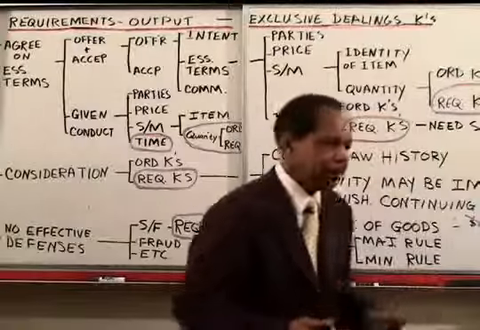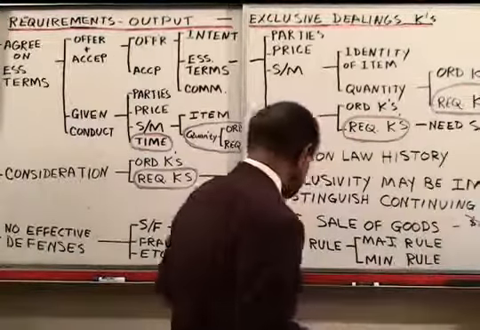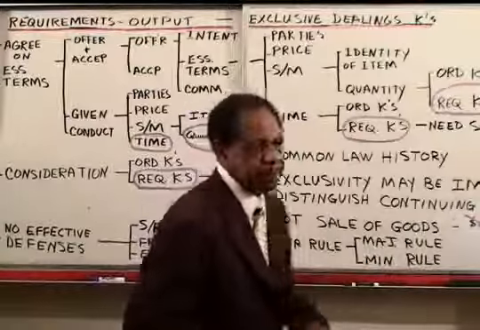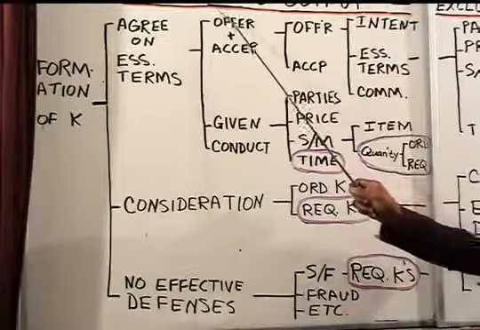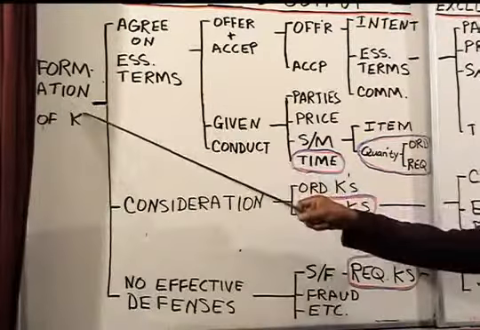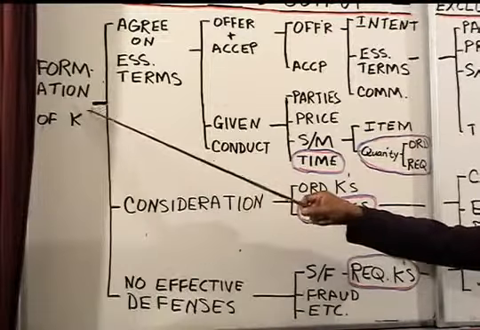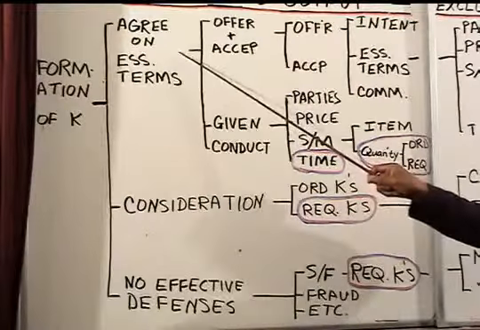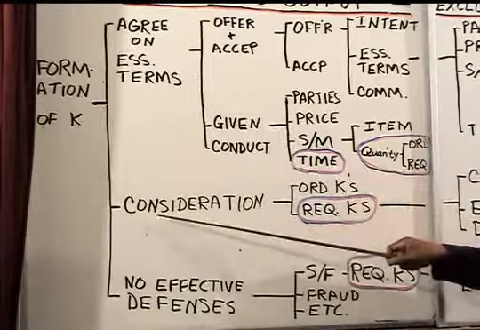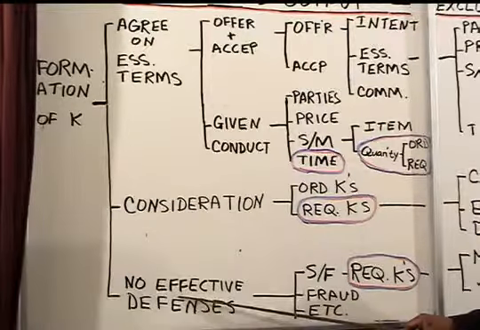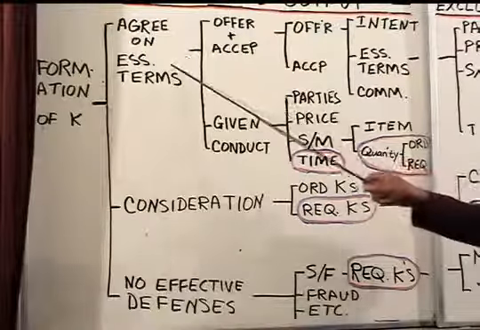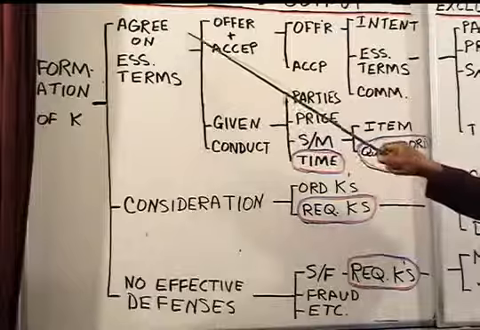Now, with that in mind, let's look at what's required, how we can organize your analysis of a requirements or output contract. And the first question is, did you form a requirements contract? And the formation of a contract requires agreement on the essential terms, consideration, and no effective defenses. There's nothing new there. But if we are forming a requirements contract, what is it that we're going to be looking for as opposed to forming an ordinary contract? And so you look here and you say, well, to form a contract, we need agreement on the essential terms.